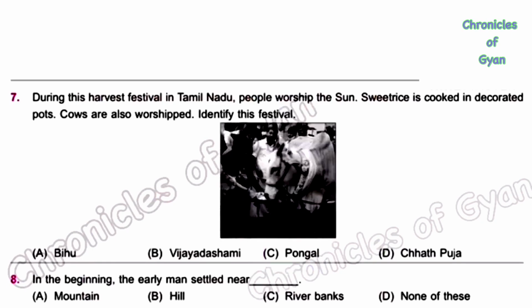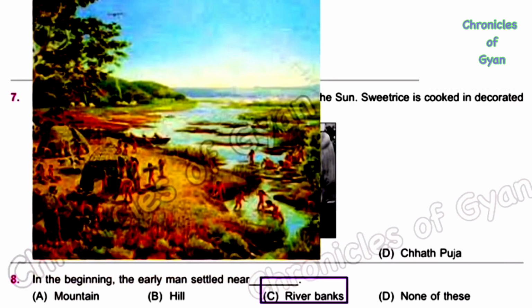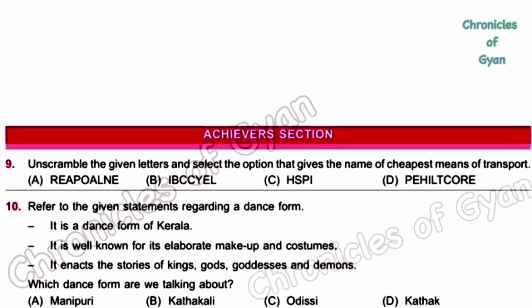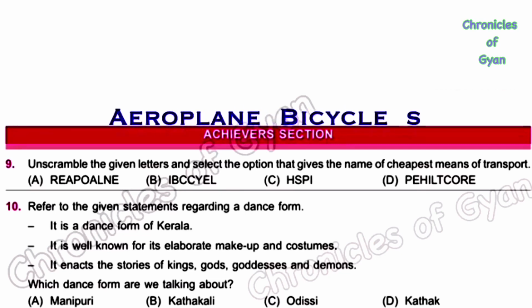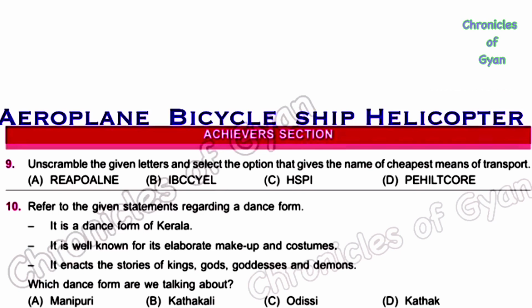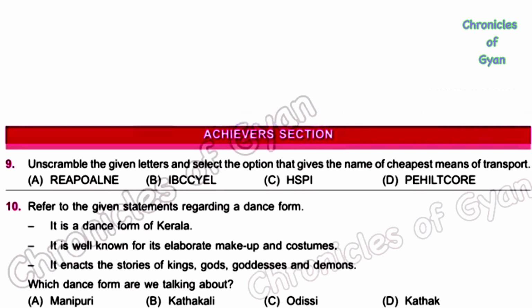Question 8. In the beginning, the early man settled near dash. Correct answer is option C, river bank. Question 9. Unscramble the given letters and select the option that gives the name of cheapest means of transport. Correct answer is option B, bicycle.